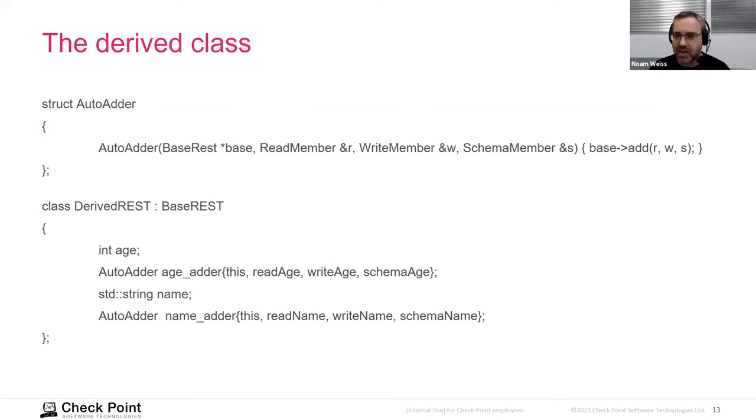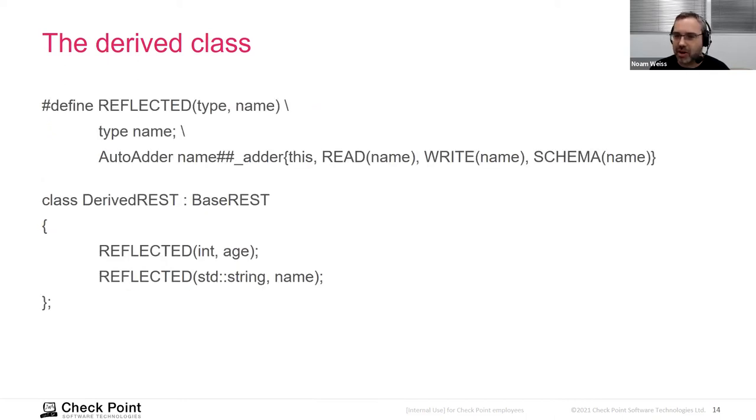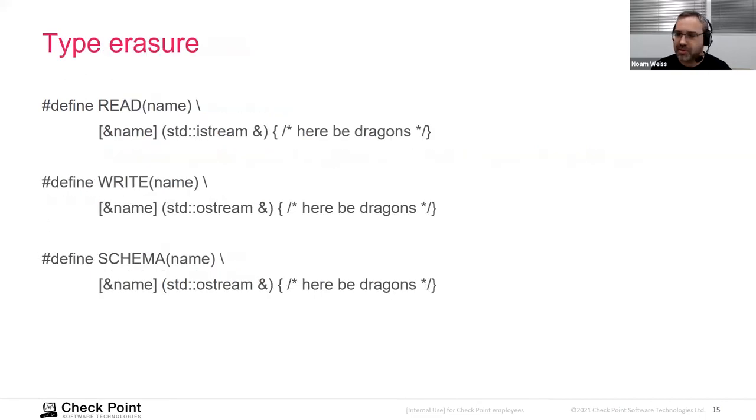So all the information is now in one place, which is great, because when it's grouped together like this, I can change it into a macro and really have one line at the end of the day. And the one line in the macro does basically what we've seen before: it defines the member and uses AutoAdder to generate the code in the constructor that will automatically add all the relevant functions that I need in order to access that member using reflection. And you can imagine from looking at the code that I'm going to have other macros that will generate those functions.